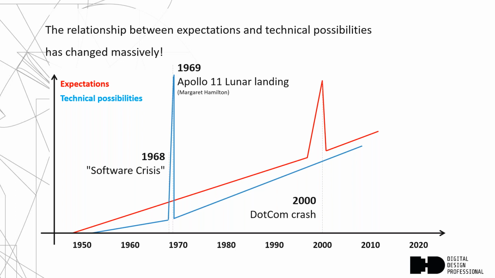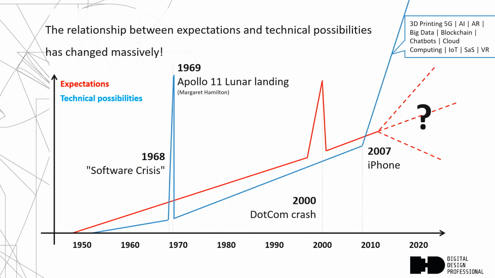When looking at expectations and technical possibilities, for a long time the expectations were higher than the technical possibilities, except, for instance, Apollo 11, when we sent a man to the moon. But all the other times, it was mostly the case that people had something in mind that they wanted to solve with a solution, especially in the dot-com phase, but the technical possibilities were a bit behind. That has changed somehow in 2007 when the iPhone was presented.